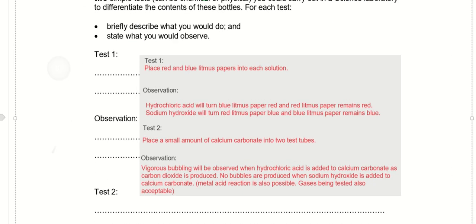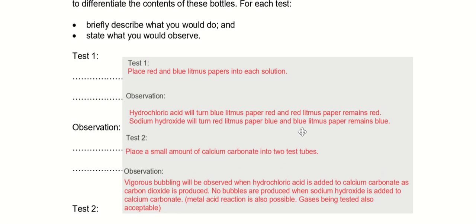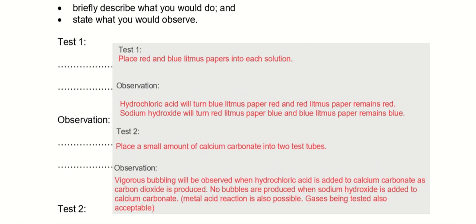Okay, so this is the test 1 suggested. Place red and blue litmus paper into each solution. So the hydrochloric acid, because being an acid, the pH is actually less than 7, sorry. It will turn blue litmus paper red and red litmus paper will remain red.